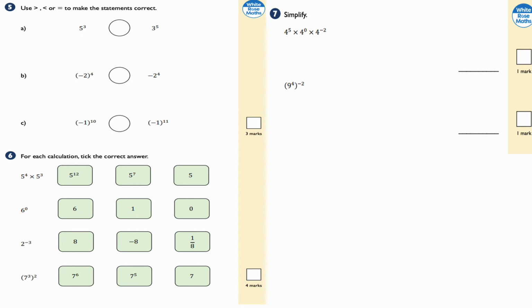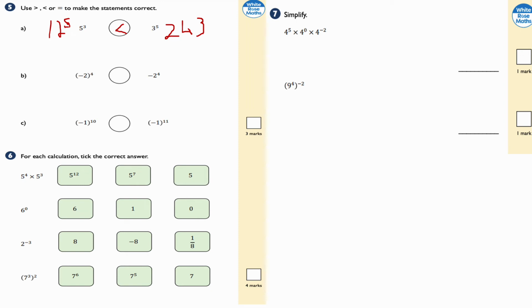This is question number 5. Use the greater than, less than, or equal to make these statements correct. Okay, so 5 cubed and 3 to the power of 5. Well, 5 cubed is 125. 3 to the power of 5 is going to be 243, okay? So that's going to be bigger, okay?